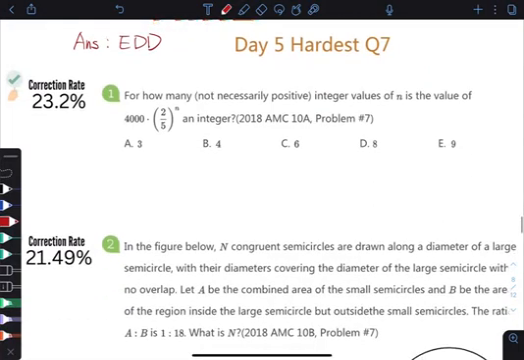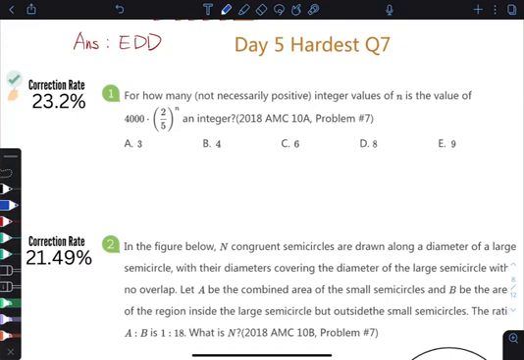For how many not necessarily positive integer values of n is the value of 4000 times (2/5) raised to the nth power an integer? Alright, so first of all, we notice that if n is a positive number, then you just need to find out how many 5s we can factor out from the number 4000. And if n is a negative number, 2 will be the new denominator, and you're going to be looking for how many 2s we have.